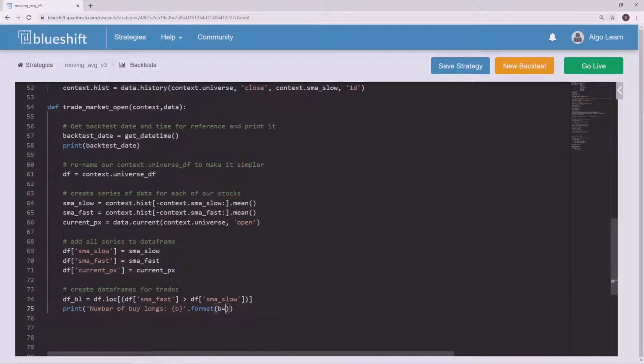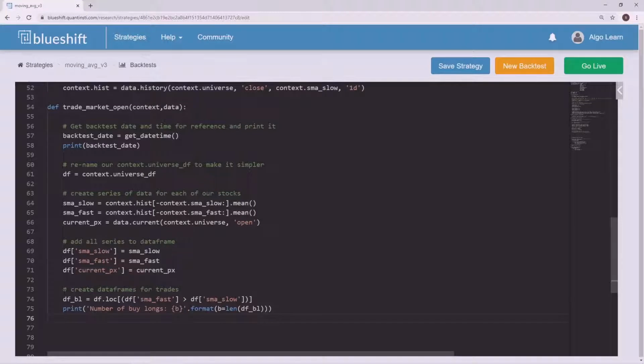All right, so this is going to be the length. We just want to know the length of BF_BL for buy long. I think I'm good there. I do not need this one. I did have one extra one, so we have that.